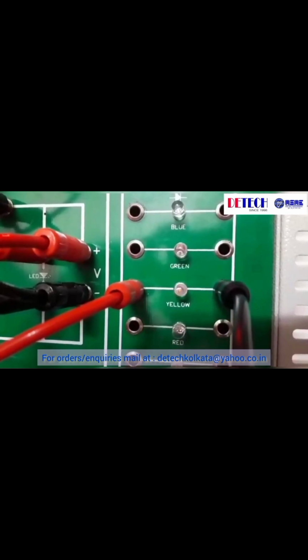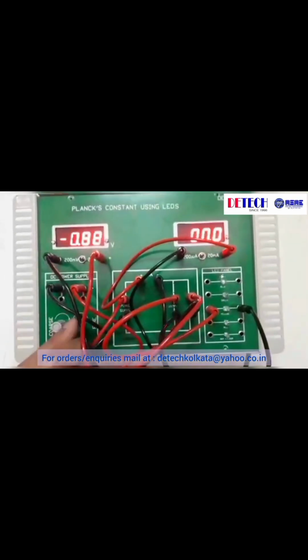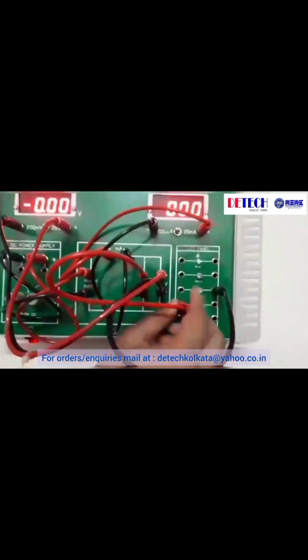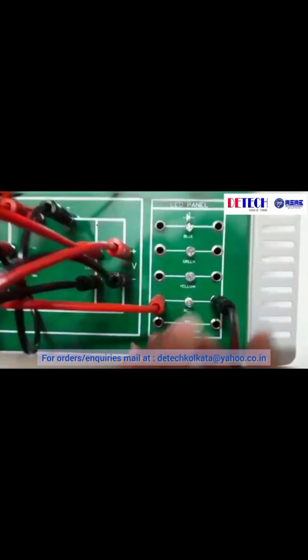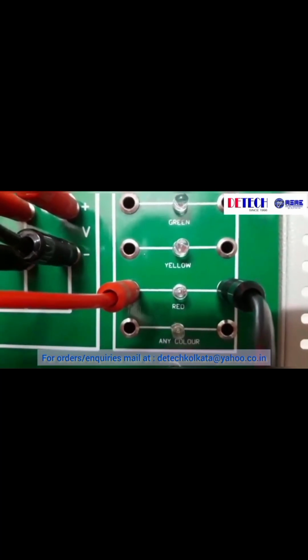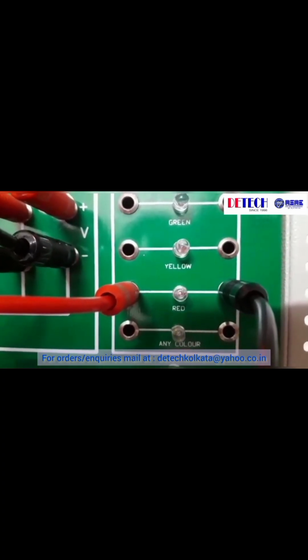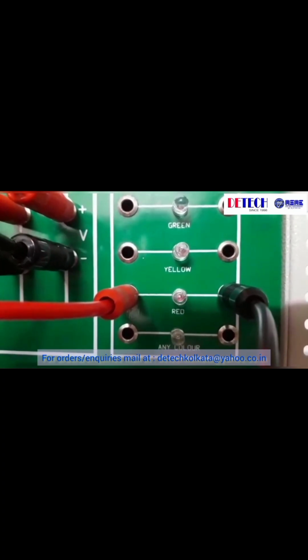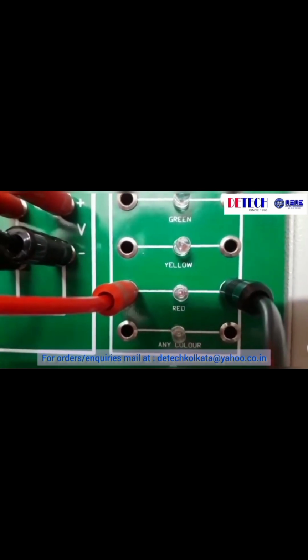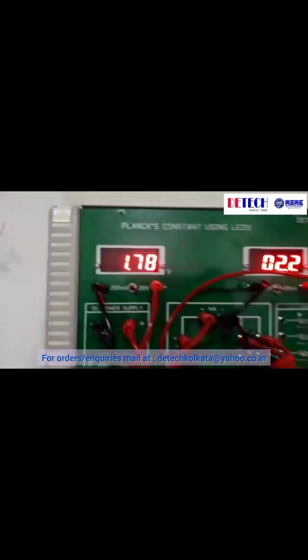so it has started to glow. So the voltage here is 1.92 volt and the current is 4.5 microampere. And for the red LED, the voltage when the LED just starts to glow, it has just started to glow, so the voltage is coming to be 1.78 volt and the current is 2.2 microampere.